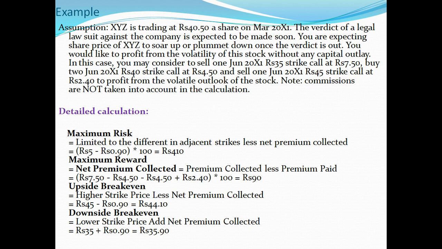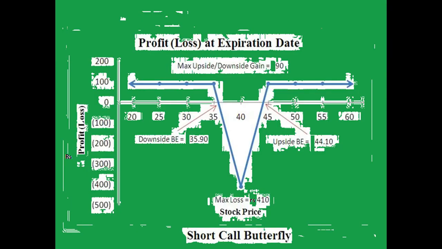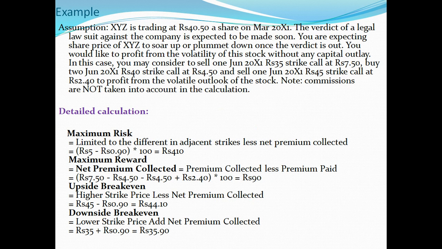So these are the numbers I have used, at 40.50. Now the detailed calculation: how can we calculate the maximum risk?